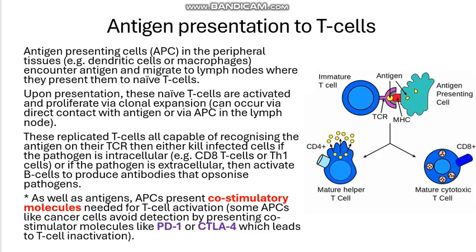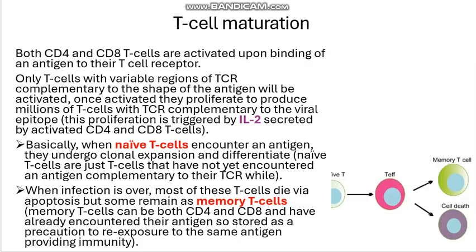For antigen presentation, the antigen presenting cells in the peripheral tissues, like we talked about in the last one, are dendritic cells or macrophages. They encounter the antigens in these peripheral tissues, then migrate through the lymphatic vessels, and they get to the lymph nodes. In these lymph nodes, they present the antigen to naive T cells. Upon presentation, these naive T cells are activated and proliferate via clonal expansion, like we talked about here.